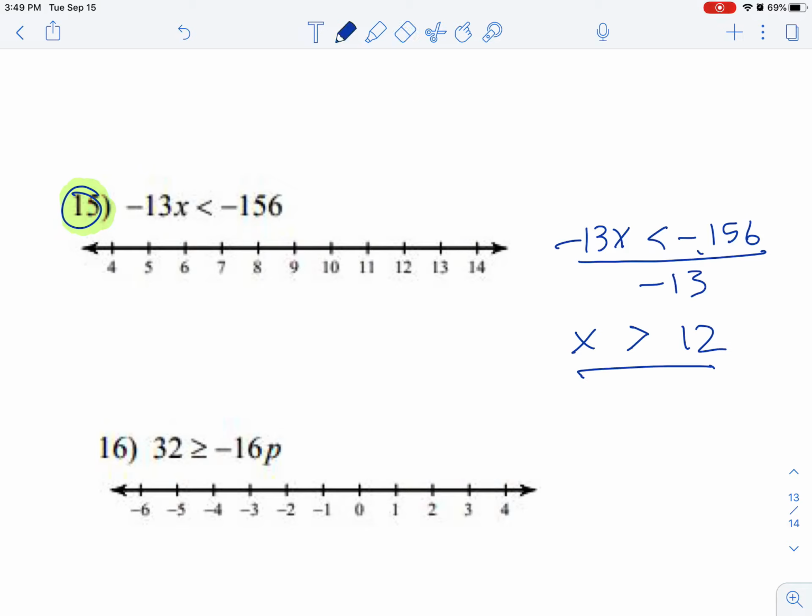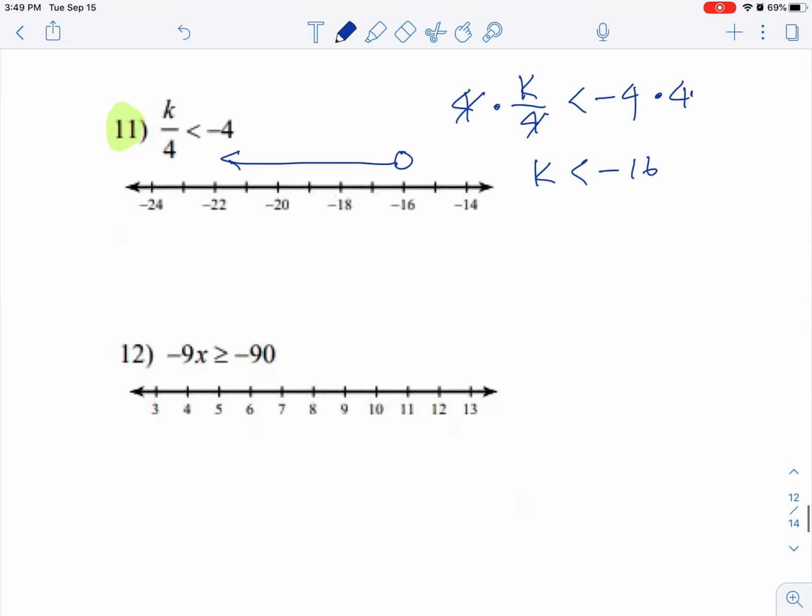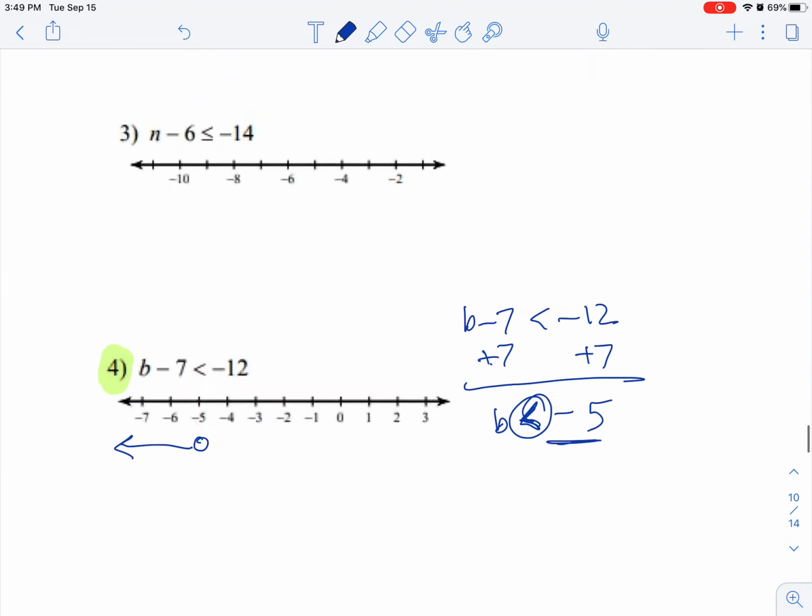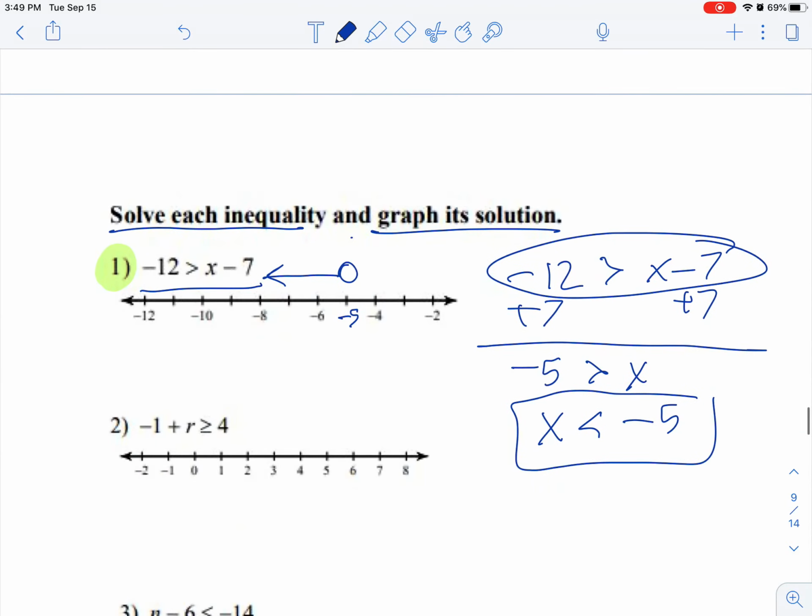In this case, since it is x is greater than 12, you find 12 on the number line, you create that open circle, and you point it to the direction that it's facing. And that's how you solve inequalities and how you graph them.